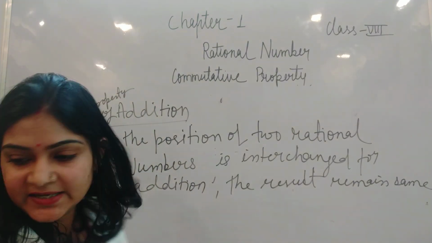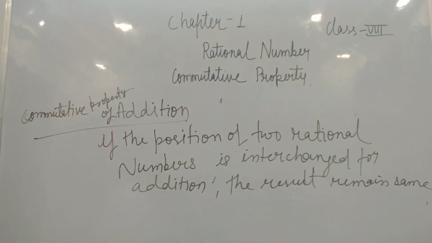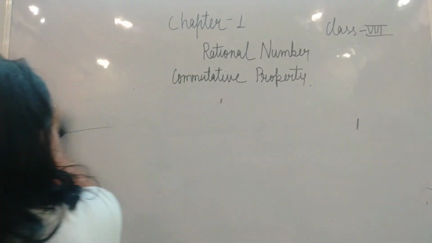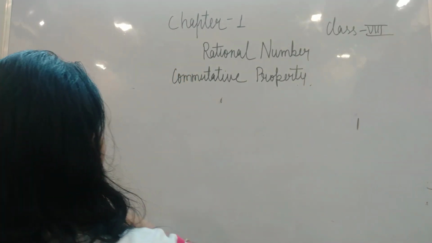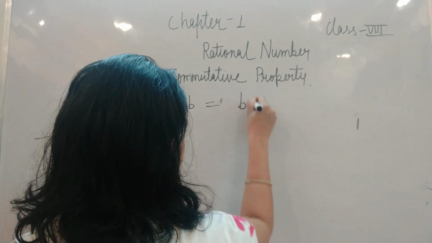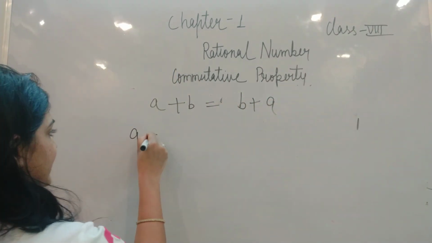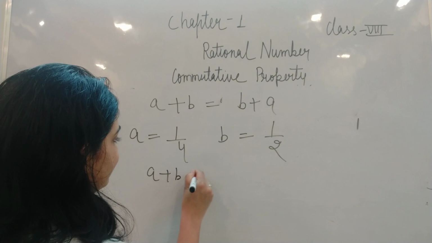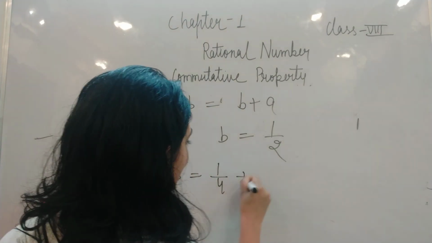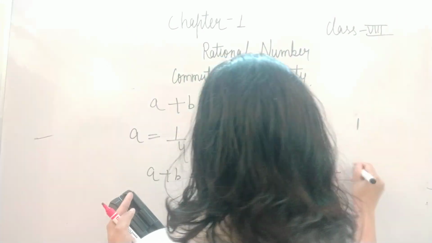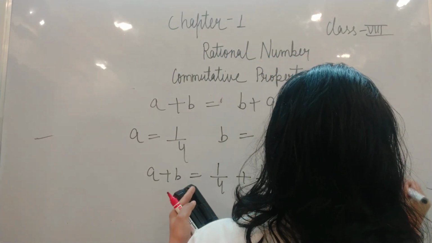That time we say that addition is commutative for rational numbers. I am taking one example to understand this concept. A plus B is equal to B plus A. I am taking A equals 1 by 4 and the value of B equals 1 by 2. If we do A plus B, what we will get? 1 by 4 plus 1 by 2, it means 4, 1 plus 2, that is equal to 3 by 4.